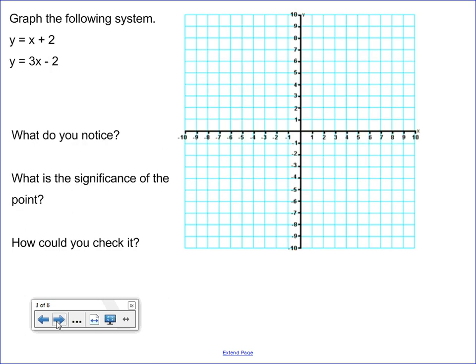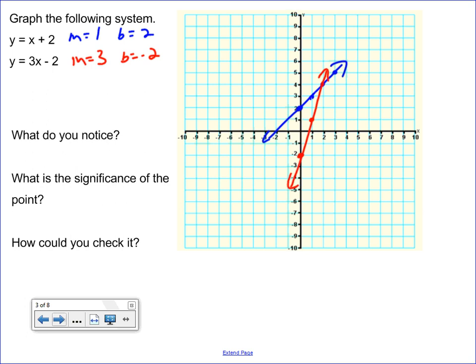So to solve a system by graphing, you're going to have two equations. You're just going to simply graph each one. So the first one, the slope is 1, the y-intercept is 2, so I start out at 2, and a slope of 1 means I go up 1 and over 1. Okay, so I end up with this line. The second equation has a slope of 3, a y-intercept of negative 2, so I start at negative 2, I go up 3, I go over 1. So I end up with this line.